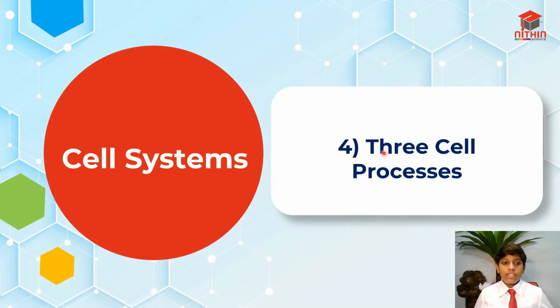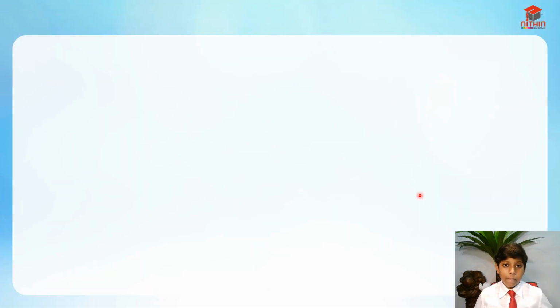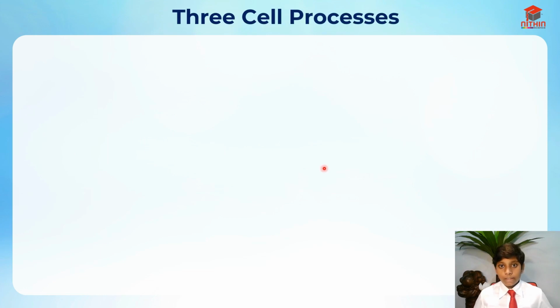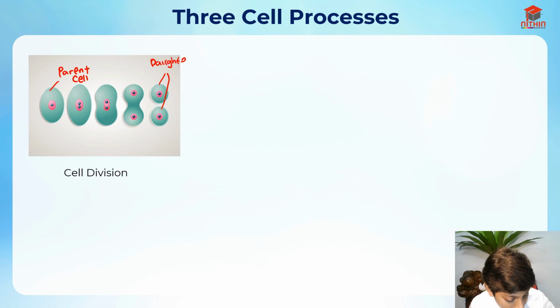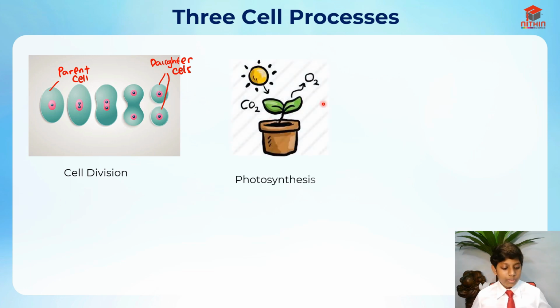Segment 4. This is the 3 main cell processes. The first one, cell division, is where one parent cell splits into 2 daughter cells. So this is the parent cell, and these are the daughter cells. Okay, so the next one is photosynthesis.